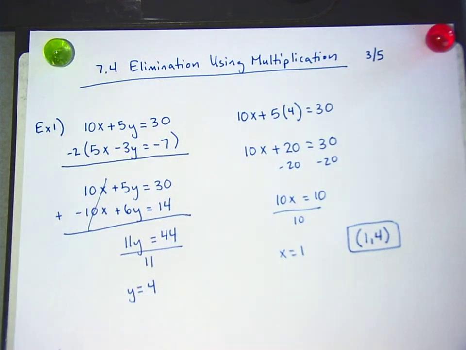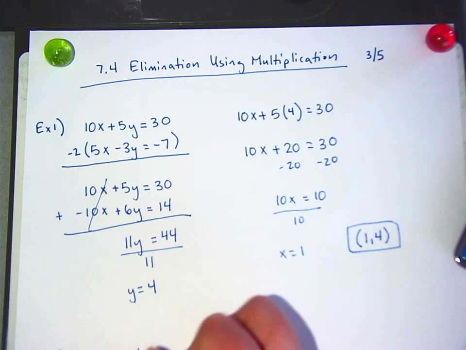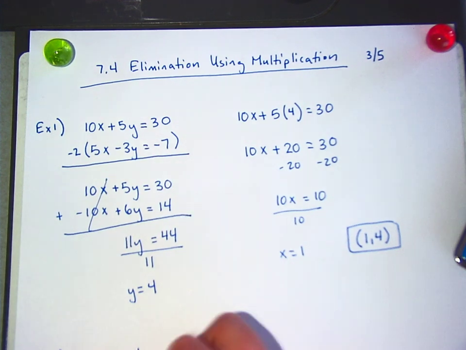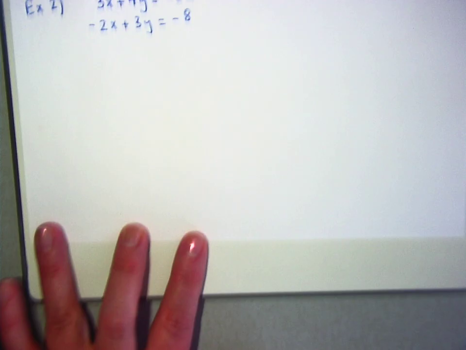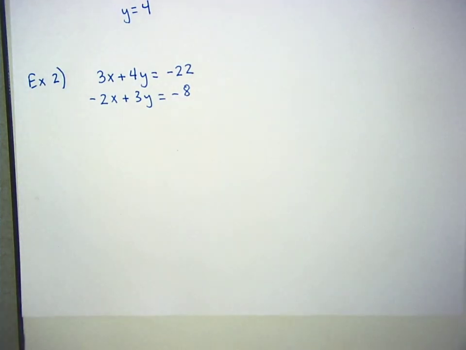Example 2, this time I am going to help you a little bit on this one. All right, so 3x plus 4y equals negative 22, and negative 2x plus 3y equals negative 8. Now, I want to talk to you about this before you start with your partner. So let's discuss. Could you get rid of the x's?